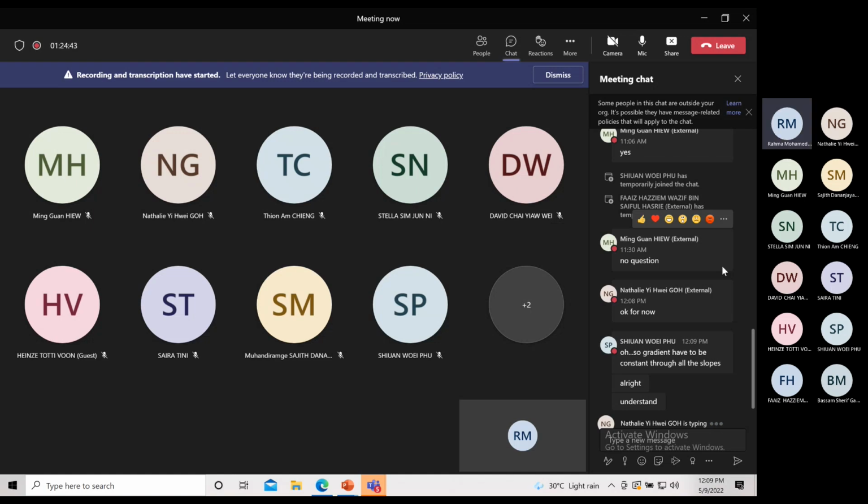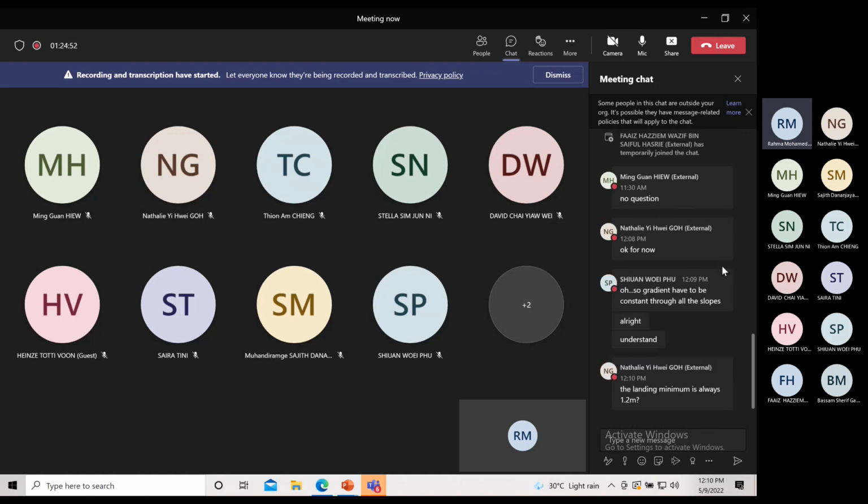So the answer can vary. Your answer can vary from one person to another, as long as your horizontal distance sums up to the same number that is given, and the vertical distance as well. Yes, the landing minimum is always 1.2. That is the minimum. You can exceed 1.2, but it shouldn't be less than 1.2.